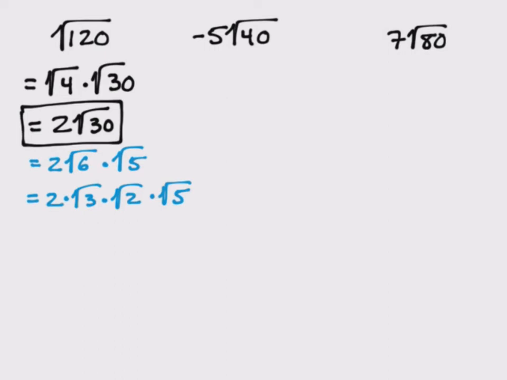All right, in these next two examples, we've got an integer out in front of this square root that we're trying to simplify.